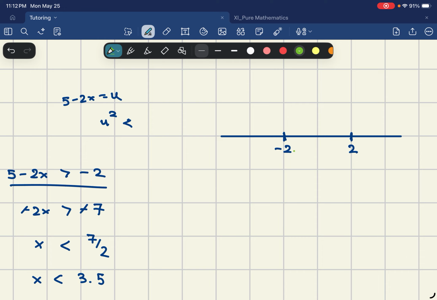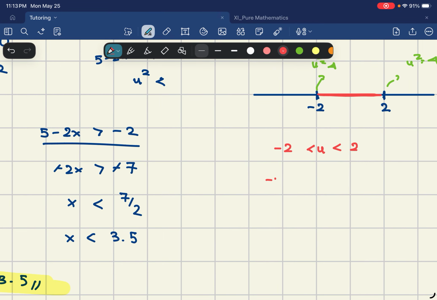But the same thing applies if u is less than 2. If u is negative 2, then u squared is 4. But if you pick something less than negative 2, such as negative 3, then negative 3 squared is positive 9, and 9 is bigger than 4. So your number has to be in between. So u has to be bigger than negative 2, but less than positive 2.